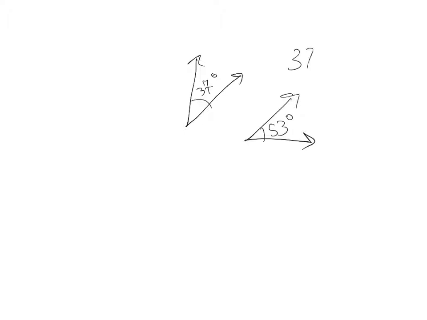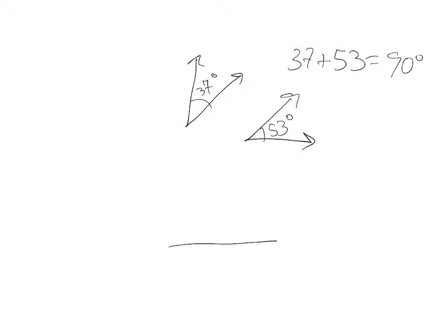Two I think you've heard of before are what we call complementary. And we know these are complementary because this one is 37 degrees, this one is 53 degrees. So together they make a right angle, or 90 degrees, thus they are complementary.